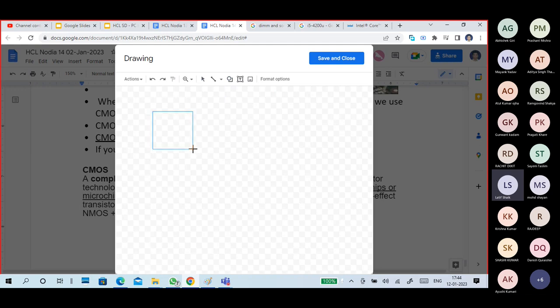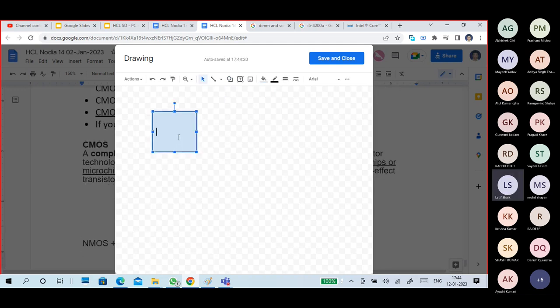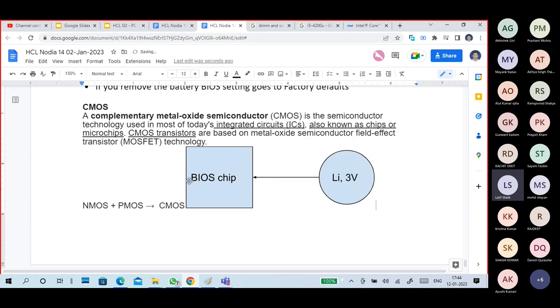So this is your BIOS chip, your ROM chip. It is made by CMOS technology only. And this is our CMOS battery, just a lithium battery, a 3 volts DC battery, of course. What is it doing? Giving power supply to your CMOS chip continuously, so the data inside will be continuously safe.